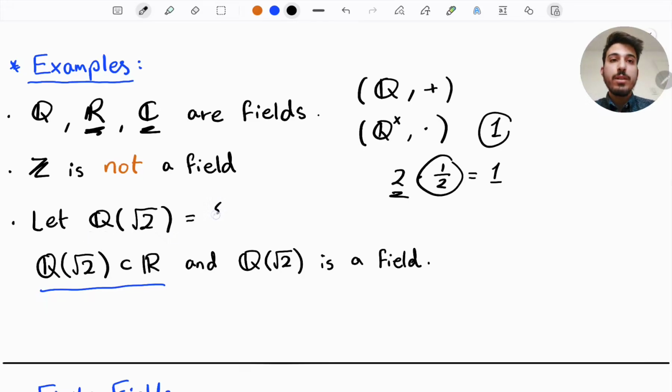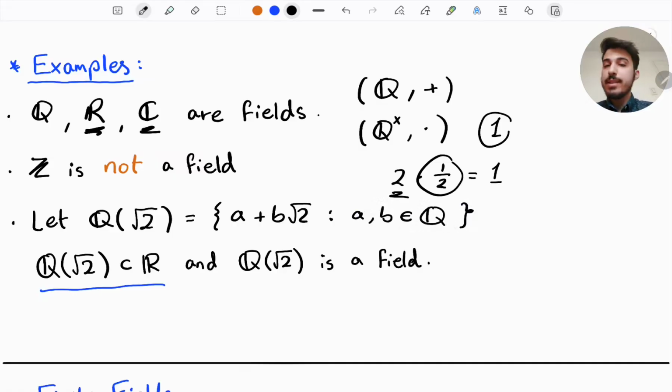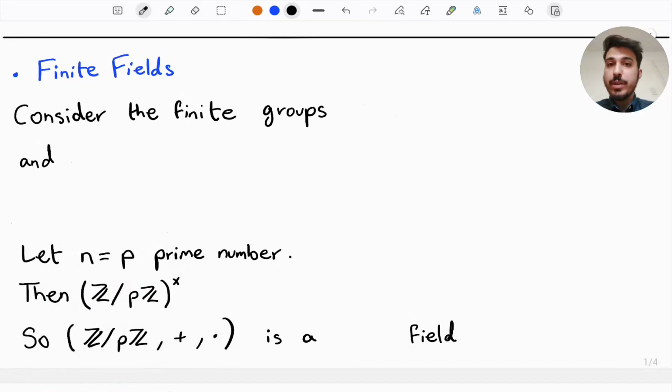It is simply all the elements of the form a plus b square root of 2, where a and b are rational numbers. And this is a subset of the real numbers. And this is in fact a field with the usual operations of plus and multiplication. The past few examples were examples of fields which were infinite. They had an infinite number of elements. Here, we will have what is called a finite field. So let's construct these finite fields.